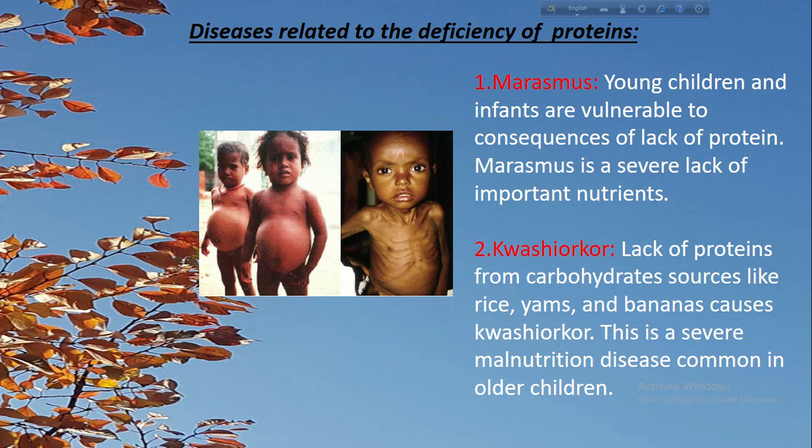And due to the deficiency of protein, children suffer from two diseases. One is kwashiorkor, another one is marasmus. So due to the protein deficiency, especially children suffer from kwashiorkor or marasmus disease. Now follow marasmus. Young children and infants are vulnerable to consequences of lack of protein, and this marasmus is a severe lack of important nutrients. What is kwashiorkor? Lack of proteins from carbohydrate sources like rice, yams and bananas causes kwashiorkor. This is a severe malnutrition disease common in older children.